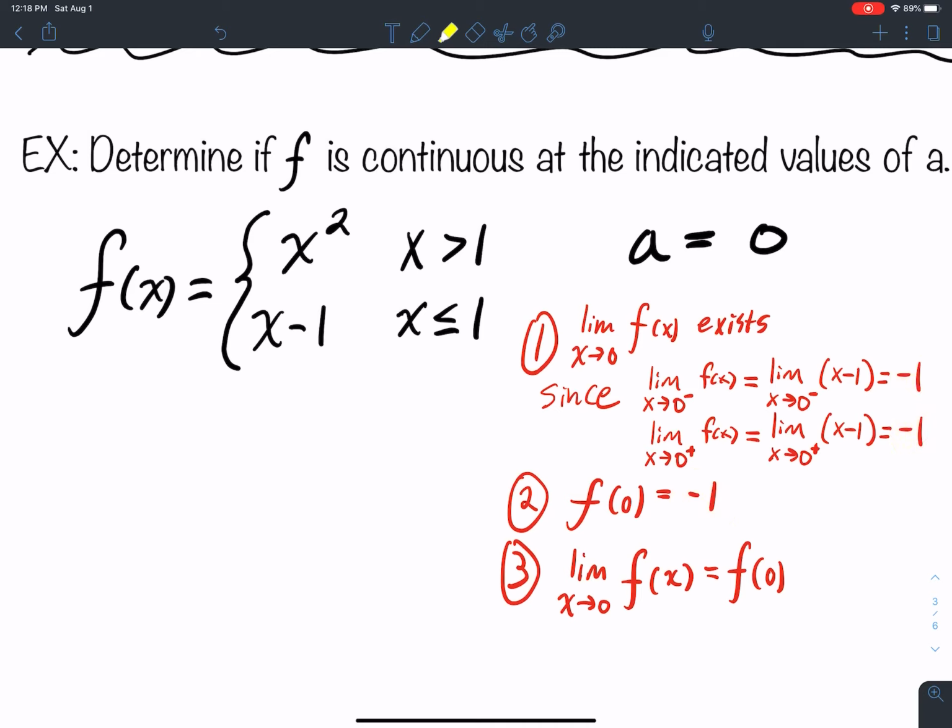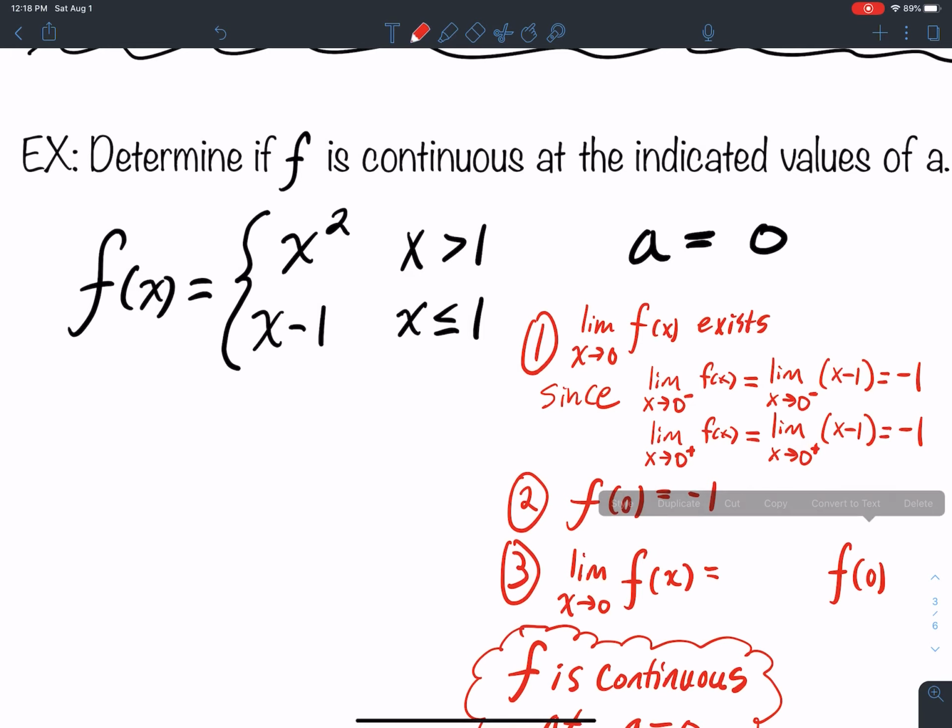And guess what, guys? That negative 1 is equal to the function value, and this is exactly what I wanted to prove here. So if you wanted to add in one step, you could say that this is equal to negative 1, and then that's equal to this right here. Okay, so that tells me that you know what you're talking about.